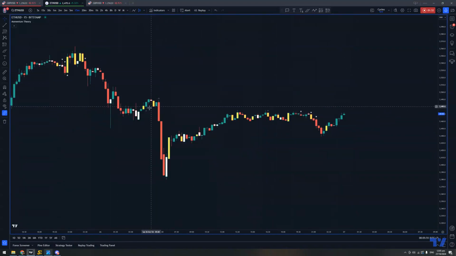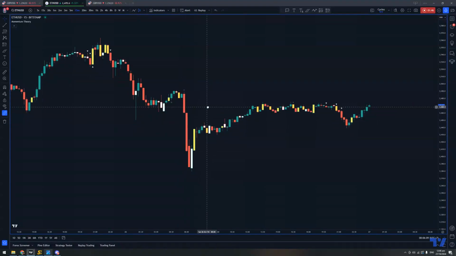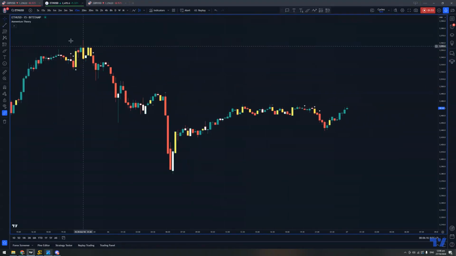Fake out bars are still the same. These white bars are faking out the previous high and closing inside the previous bar's range. So here's a fake out of a previous high and then a close below the previous low. That's a breakout bar. Fake out bars are when the previous high gets faked out and it closes inside that range. So that's still the same.